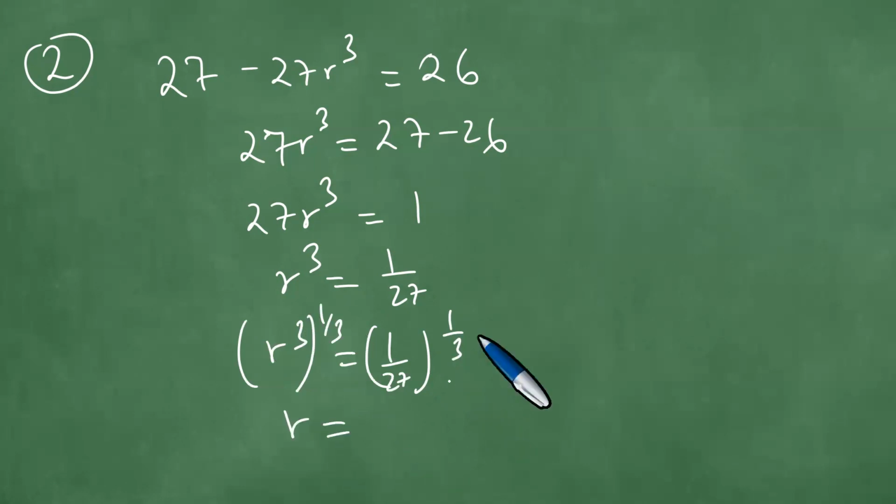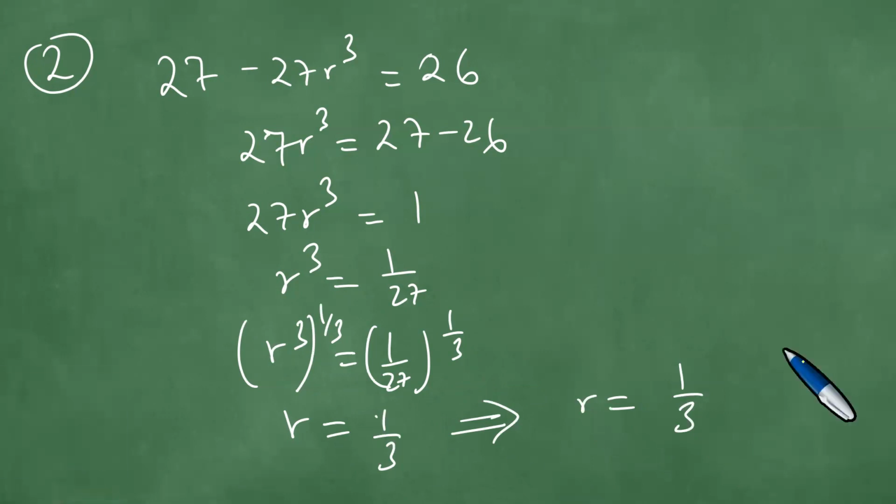So if you take the cube root, the cube root becomes exactly 1/3. And that means, therefore, that R is 1/3. Okay, so that's the answer to this question. Right, so we're sorted. This is the constant ratio.